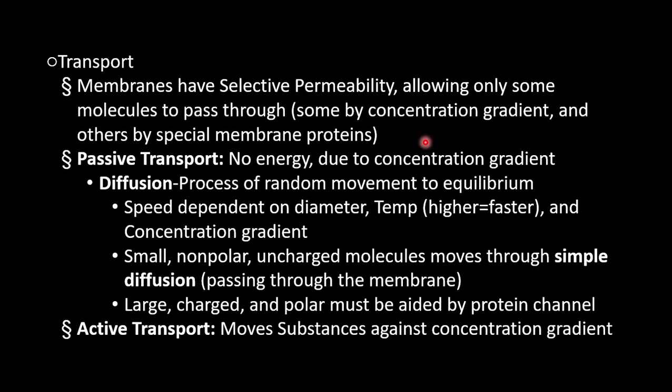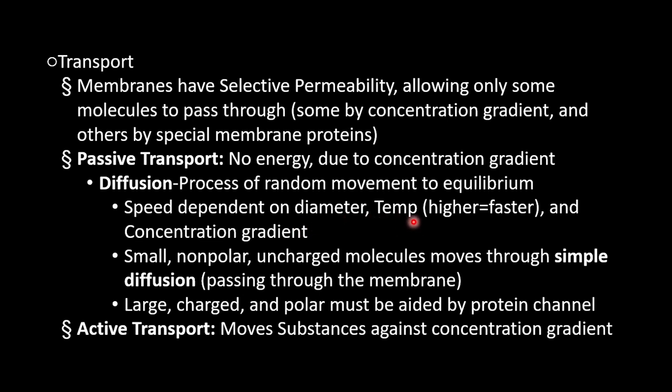The first type of transport we'll look at is passive transport. Passive transport requires no energy, hence passive, due to the concentration gradient. Things will move just due to how the concentration gradient is aligned. Diffusion is an example of passive transport and is the process of random movement to equilibrium. Between the higher and lower concentration, the molecules will constantly be moving until both gradients are equal. The speed of diffusion is dependent on the diameter of the molecule being diffused.